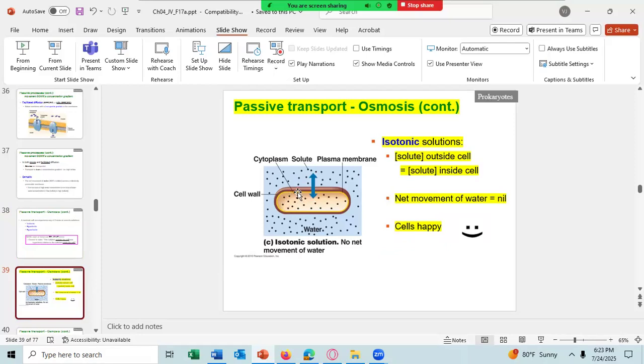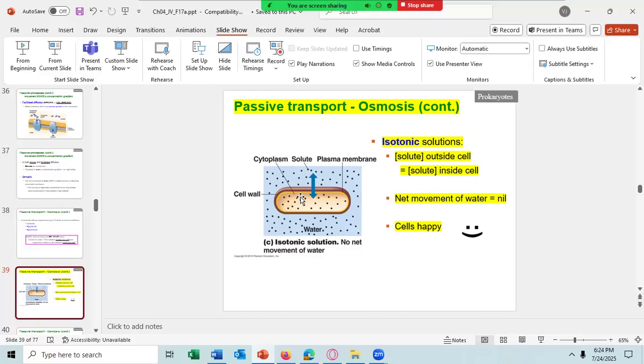When the solute is equal inside and outside the cell, that means there's no net movement of water into or out of the cell. The cell is happy because the cell is in isotonic solution. There will be no loss of water. There will be no gain of water.